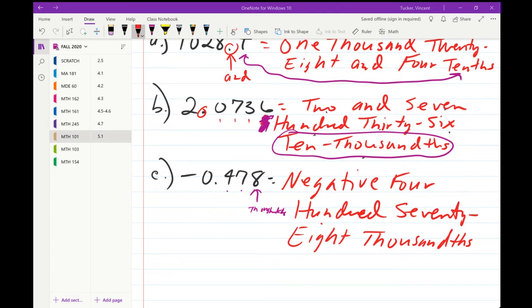All right, Miss Miller, is there no "and" in C? No, because there was no number to the left of the decimal other than zero. Now, if there was a one there or something like that, we could have said one and 478 thousandths. But because there was nothing there, we don't have to acknowledge it. All right, anybody else? Anything else before we go to the next one?